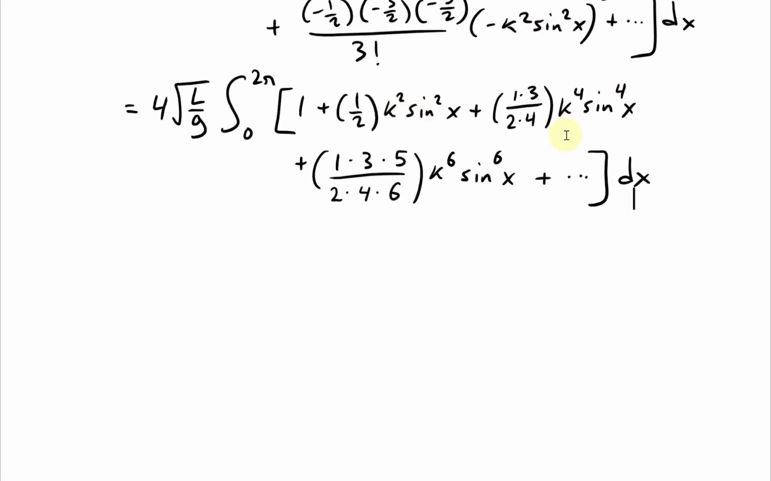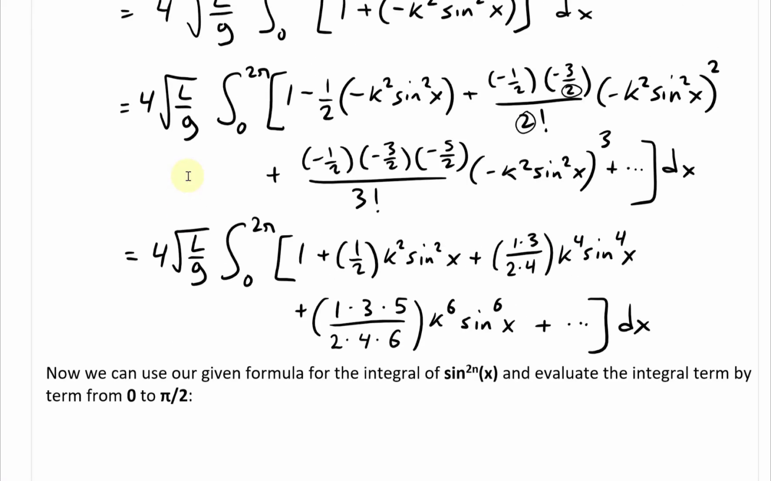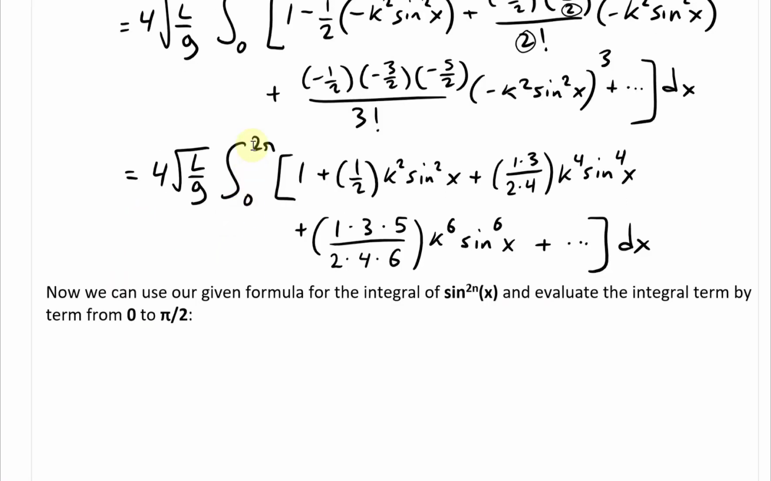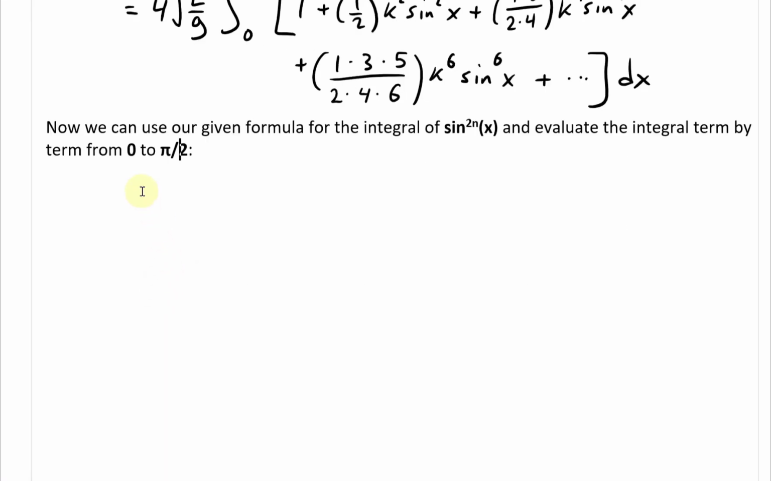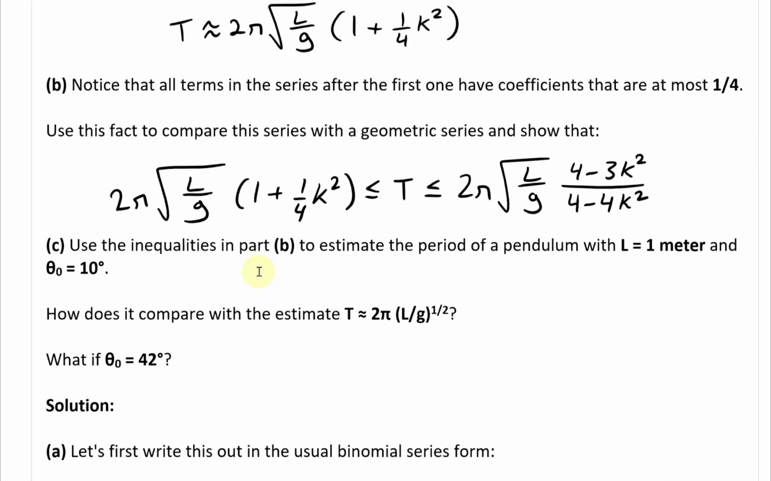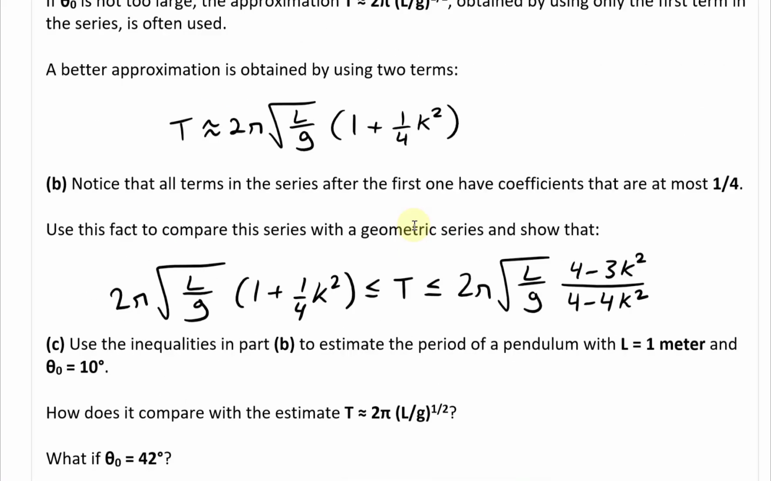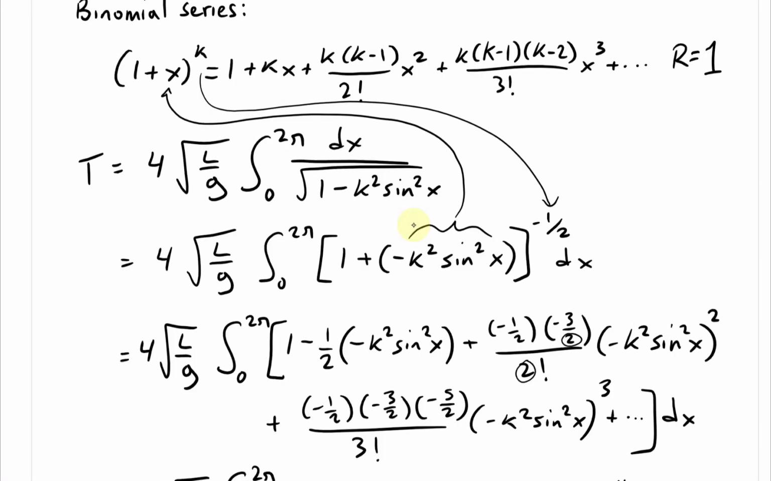Now we just have to plug in our formula for sine. Alright, so now that we have this, now we could use our given formula for the integral of sine to the power of 2n of x, and evaluate the integral term by term from 0 to 1. So we can evaluate from 0 to 2 pi, not pi over 2. And actually, yeah, it is pi over 2. So we have to change all these from 2 pi to pi over 2. Scroll above here, this is pi over 2 over there. So they're all pi over 2s. So erase this, this is pi over 2.